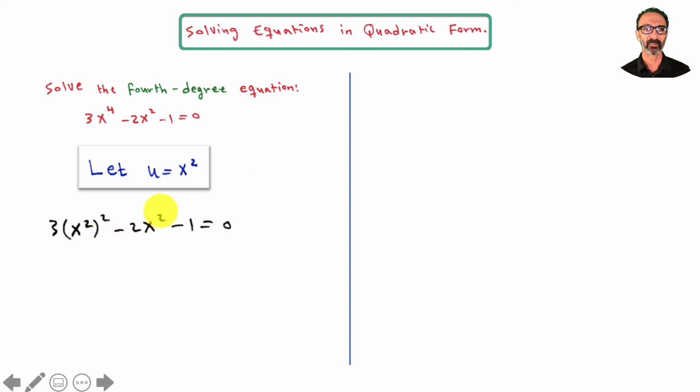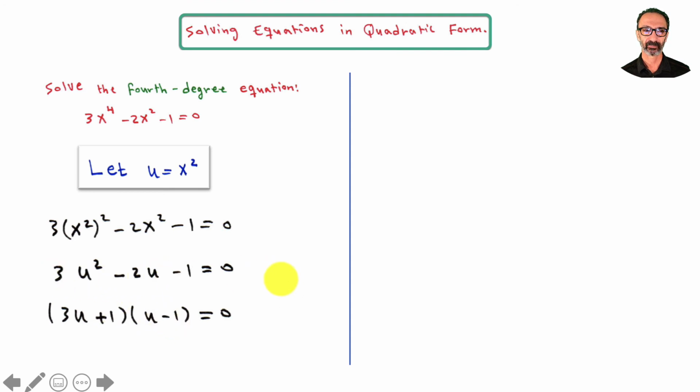Now here, what happens to the problem, I'm looking at this as 2x to the second. I'm looking at this as 3x to the second to the second. Using the u language right here, that becomes a quadratic. Instead of calling it 4th degree, now it's 2nd degree. Instead of solving for x, we're going to solve for u. 3u plus 1 times u minus 1 is how you factor this. You could double check. Factoring was in a different video, that's why I'm not slowing down on factoring.